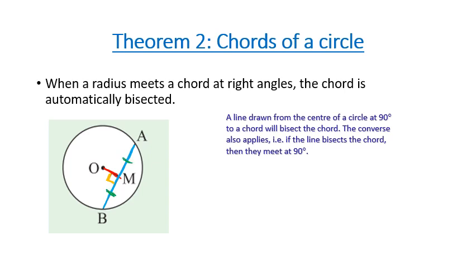And conversely, it's important that if a chord is bisected, it means that it's met another line or another chord or another radius at 90 degrees. So it's really important that if they meet at 90 degrees, it means the chord is bisected. If the chord is bisected, then where those lines meet must be 90 degrees.